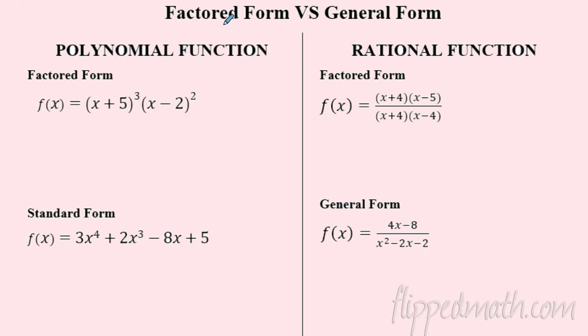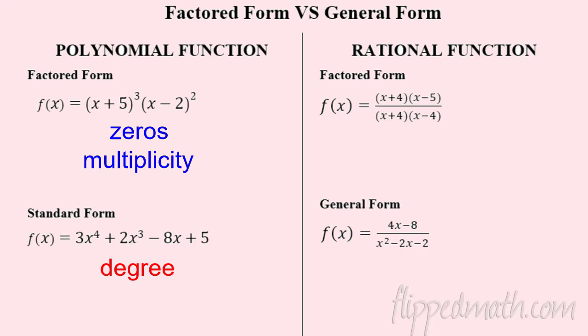So I want to look at factored form versus the general form. We did this for polynomial functions in Unit 1A, and now we're doing rational functions in Unit 1B. There's pros and cons to the factored form and the general form, which in a polynomial is sometimes called standard form. Let's look at what you could tell from each. When I'm looking at factored form, it's really good for seeing the zeros. It's also really good for seeing the multiplicity of those zeros. Does it bounce off? Does it cross through? That's why we have factored form.